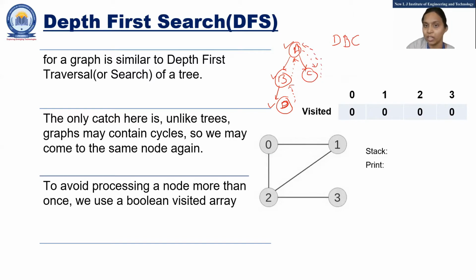Now does A have anything else? If A has any other child, consider the case that A has child P, then you have to go to the child P. And then P to A, and A is the last node, so A will come last. So in depth first, whenever you start, the start node comes last. Okay, your start node would be printed last.